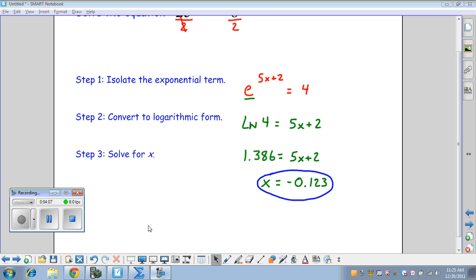So follow these steps. Isolate the exponential term, convert to logarithmic form, and then use the calculator to go ahead and solve for x from there. Hope that helped. In another tutorial, we'll talk about how to handle it if you had more than one exponential term within the problem. Good luck.